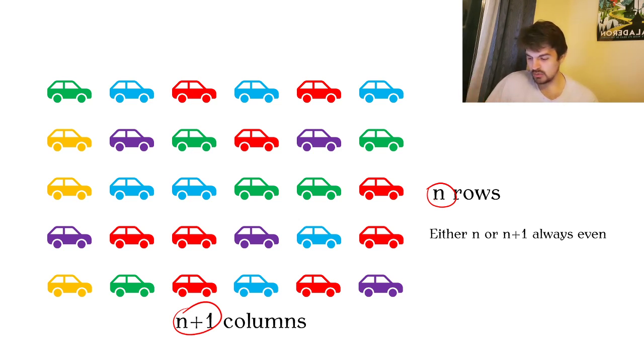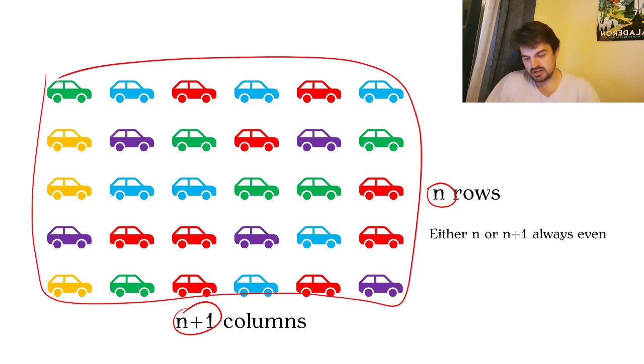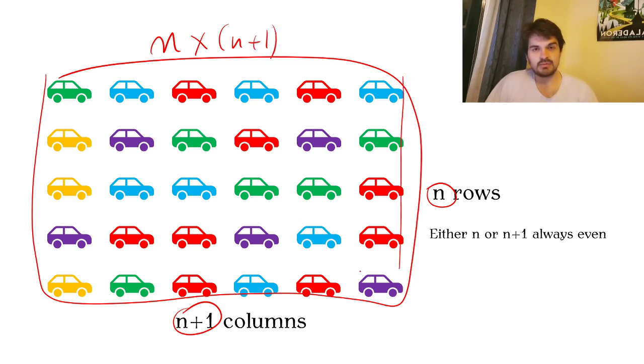We don't know which. But what we do know is that the total number of cars is equal to n times n plus 1, right? Because we just take the number of rows and multiply by the number of columns. In the last case it will be 5 times 6, which is 30, and we have 30 cars here. This is pretty obvious, isn't it? So in general, we have a total number of cars equal to n times n plus 1, just as I said.